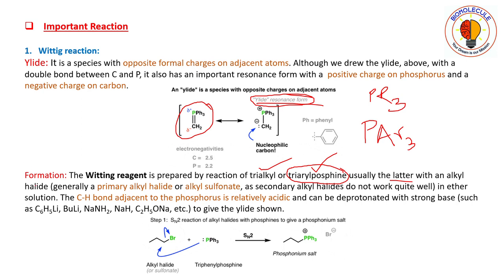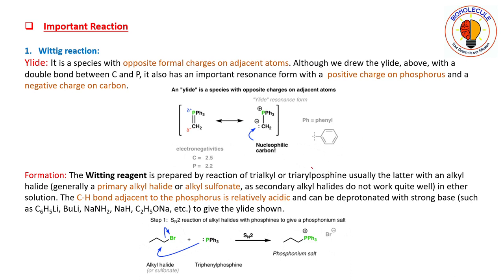With an alkyl halide, generally a primary alkyl halide or alkyl sulfonate, as secondary alkyl halides do not work quite well in ether solution. So we are using trialkyl phosphine or triaryl phosphine with a primary alkyl halide or alkyl sulfonate. Okay, we will not use secondary alkyl halides. So why will we not use secondary alkyl halides?